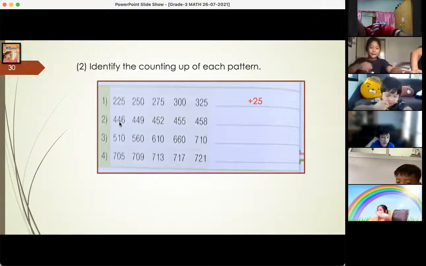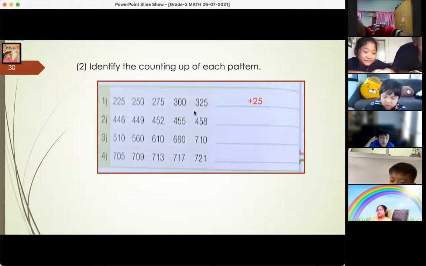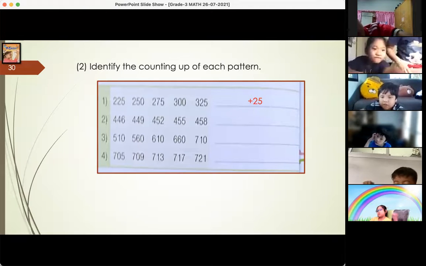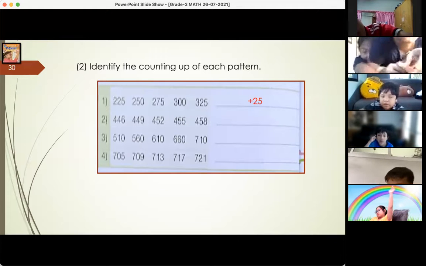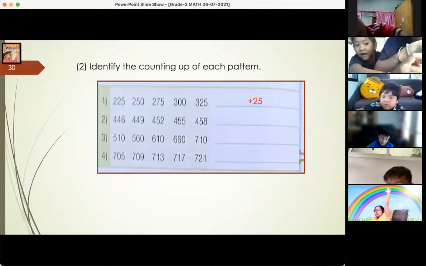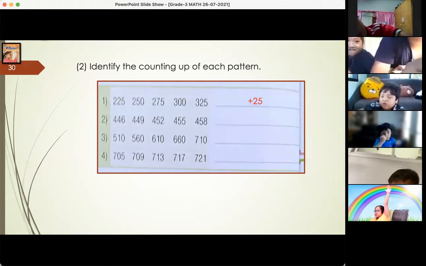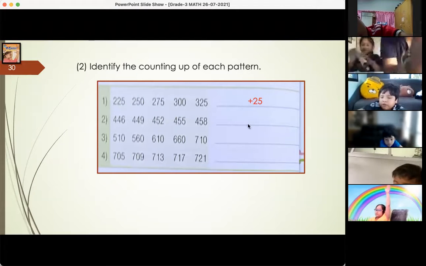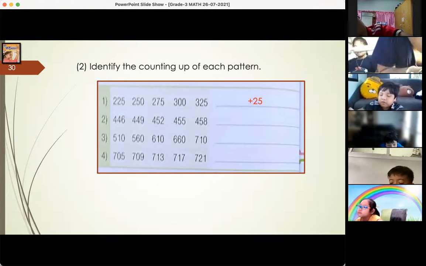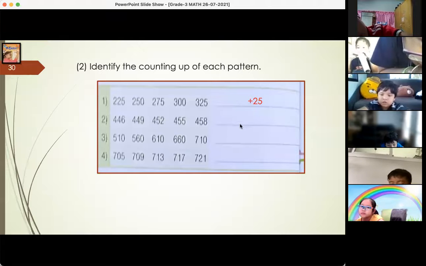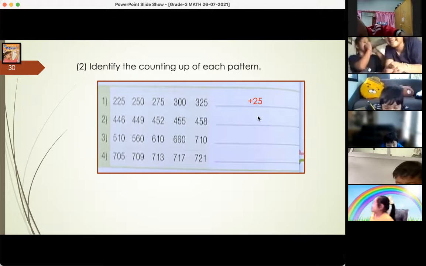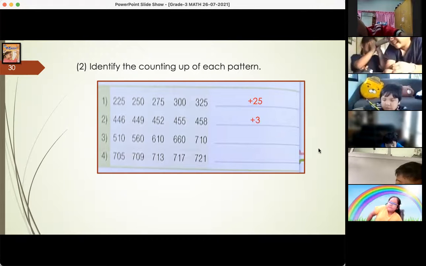We have 400. Yes. Two. This is counting up by how much, Pim and Pie? Okay. How much? Go. Number 2. Okay, Pun Pun, go. This is counting up by? Counting up by 3. Correct. Excellent, Pun Pun. Counting up by 3. So you will write plus 3.